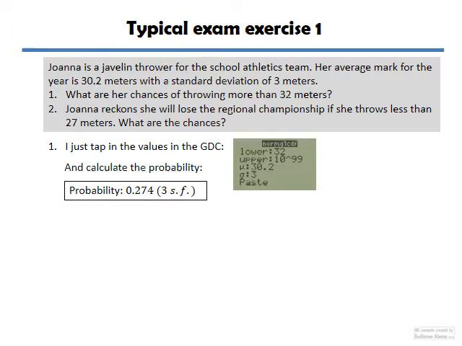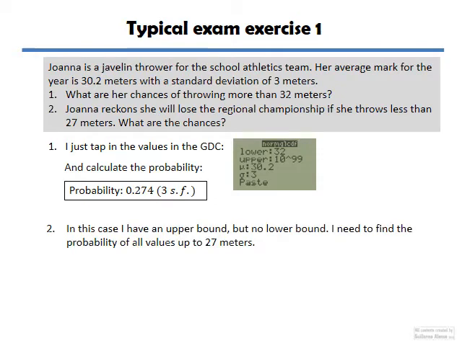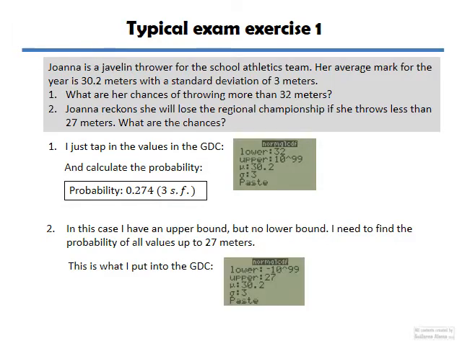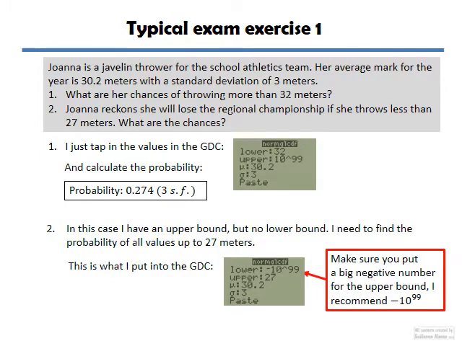Great. And what are the chances of her throwing less than 27 meters? Well, I need to put no lower bound. The upper bound is going to be 27, and the lower bound is going to be a very small number. This is what I put in the GDC. Now notice that this minus 10 to the power of 99 is just a very big negative number. And that's what I put for the lower bound, sorry, not the upper bound, the lower bound. So I get the probability to be 0.143. That's an important thing. That's how we calculate bigger than and smaller than values.